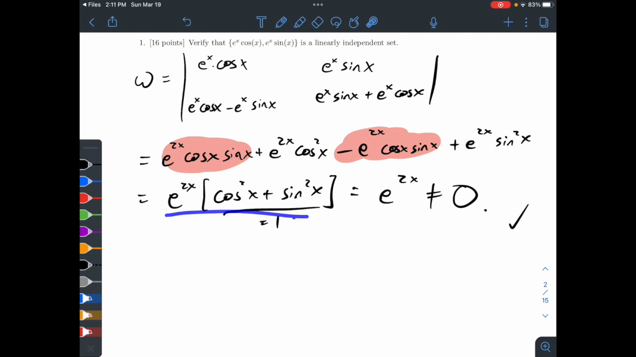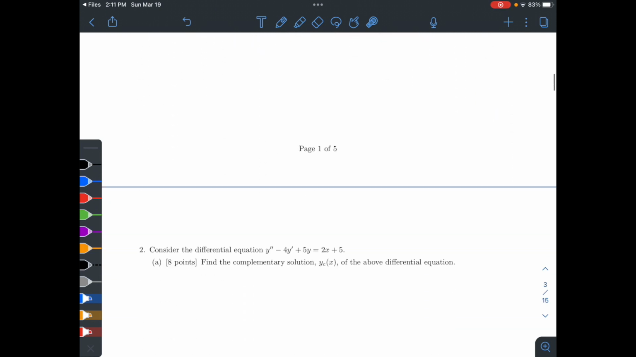So basically what I'm trying to say is do as many simplifications as you possibly can to make it very clear to the reader or the grader or whoever that it has to be non-zero. Okay.